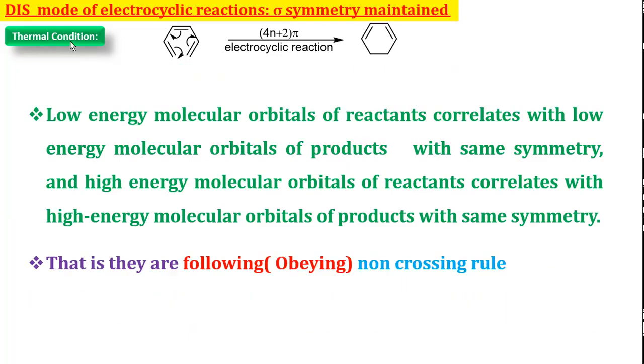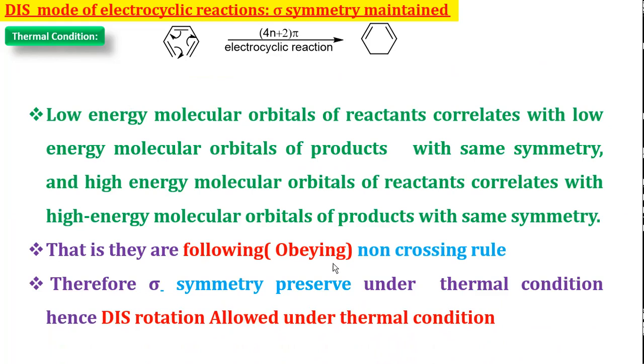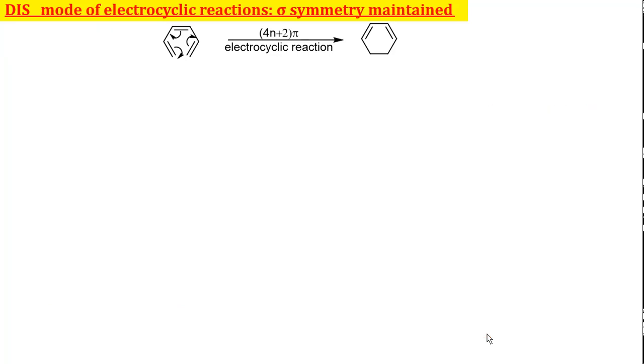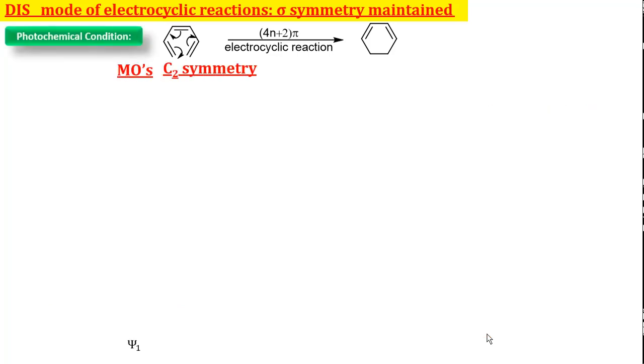That thing we explained here. Yes, these are following the non-crossing rule. Therefore, sigma symmetry is preserved, so disrotation is allowed under thermal condition. Next, we have to explain that under photochemical condition it must be forbidden. So classify the molecular orbitals under photochemical condition.